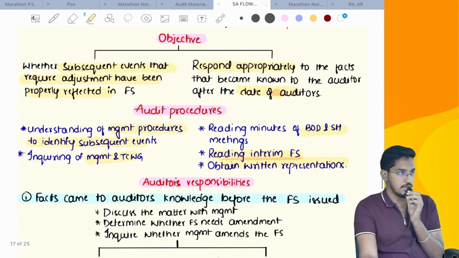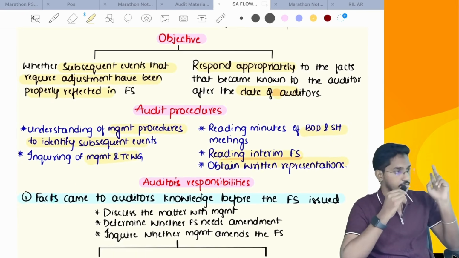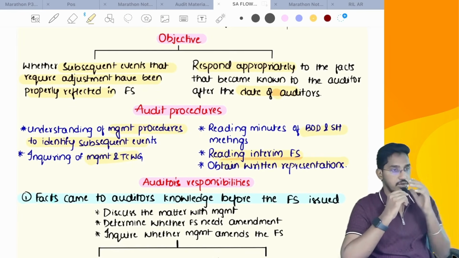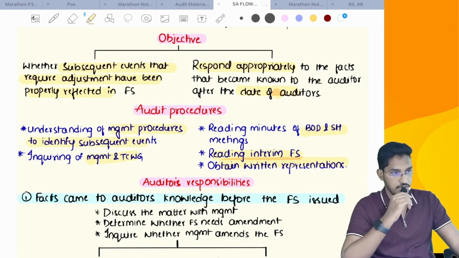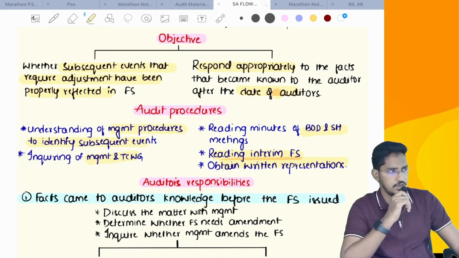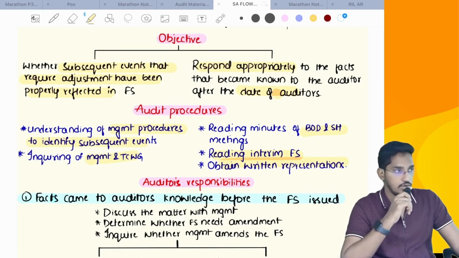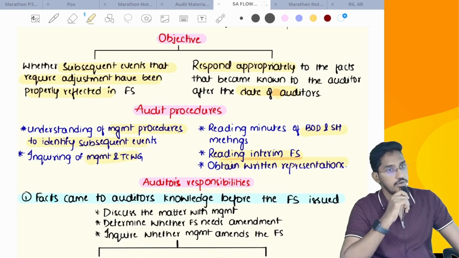Now you will find out the subsequent events, and there might be two cases. See, you have found out a subsequent event after the date of the auditor's report. You gave the audit report on 15th of April. After giving the audit report, you got to know about a subsequent event. But by the time you got to know about it, the financial statements were not yet issued. Financial statements have not fallen into third parties' hands. That is one case. The second case is you have got to know about the subsequent event after the date of the auditor's report, but by the time you got to know about it, the financial statements have already been issued.